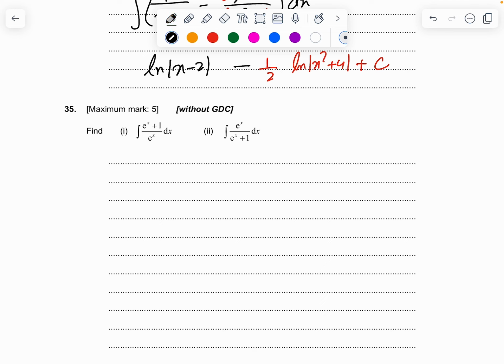So integral of e power x upon e power x is 1, plus 1 upon e power x is minus e power minus x dx. So it becomes x minus e power minus x plus c. Now again it is in the formula. Derivative of denominator is present in the numerator. So this can be written as ln of denominator plus 1 plus c.